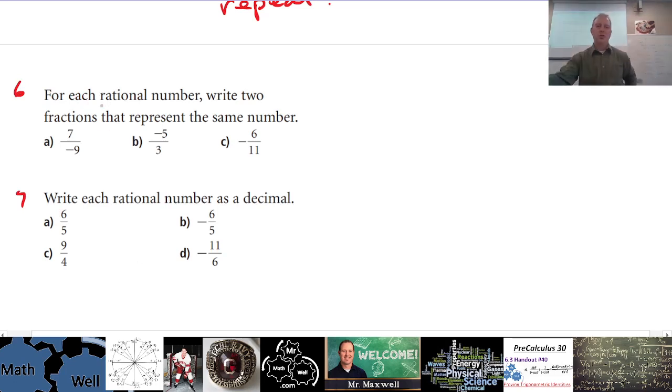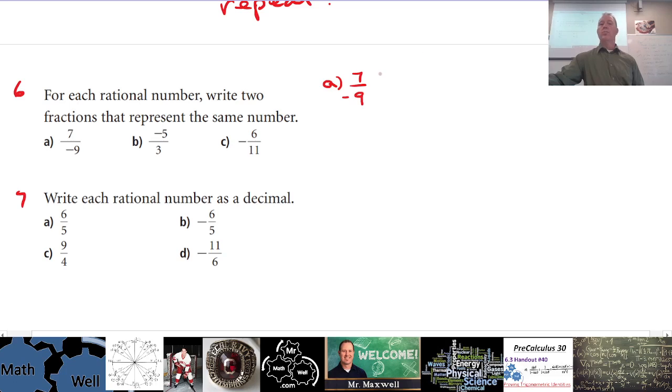For each rational number, write 2 fractions that represent the same number. So equivalent fractions. You guys should know all about equivalent fractions, right? From your work in previous grades. So if we have, let's say, a is over here, 7 over negative 9. How do you make an equivalent fraction? How do you do that? What do you do?